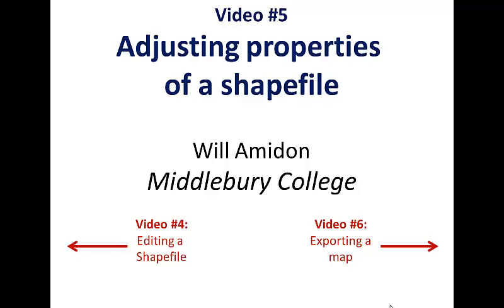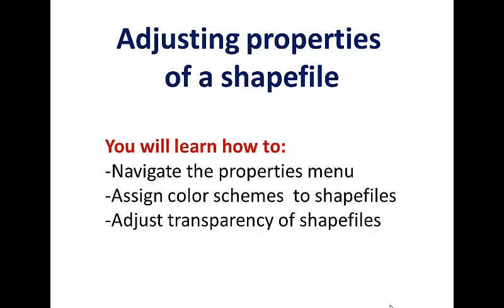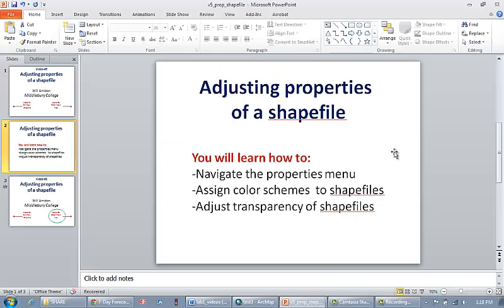Now what we'd like to do is display each of those lakes as a different color or a different pattern. Ultimately, maybe working towards the goal of making a map that shows these lakes. So in this video, we're going to learn how to navigate the Properties menu of a shapefile. We're going to learn how to assign color schemes to a shapefile, and we're going to learn how to adjust the transparency of a shapefile. So here we go.